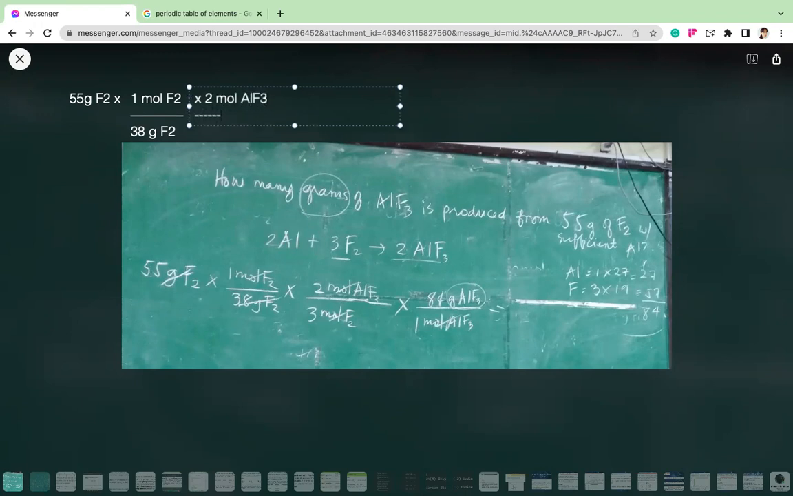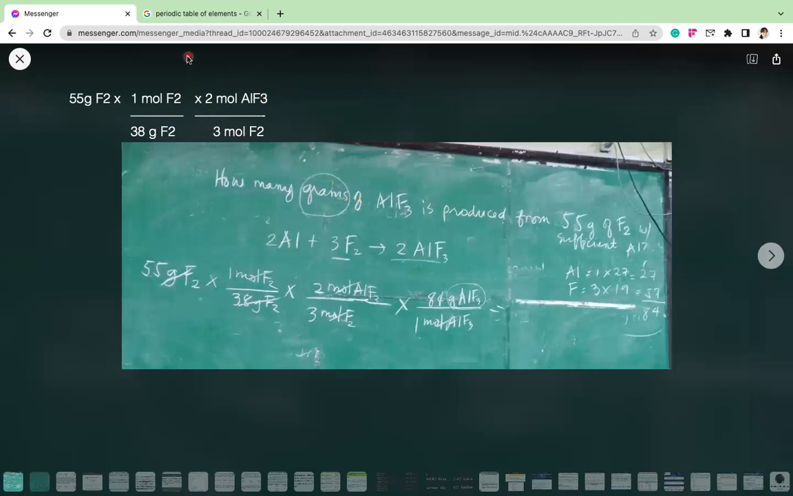How many moles of F2 meron ka? Sa chemical equation, 3 moles. So, makikita mo ba yung ginagawa ko? Maka-cancel na ngayon yung F2. F2, cancel. Tama? Yes. So, natira sa'yo, moles ng AlF3. Pero ang hinahanap, grams.